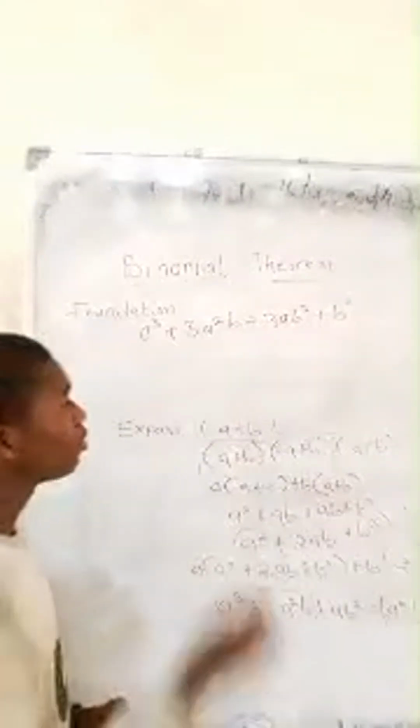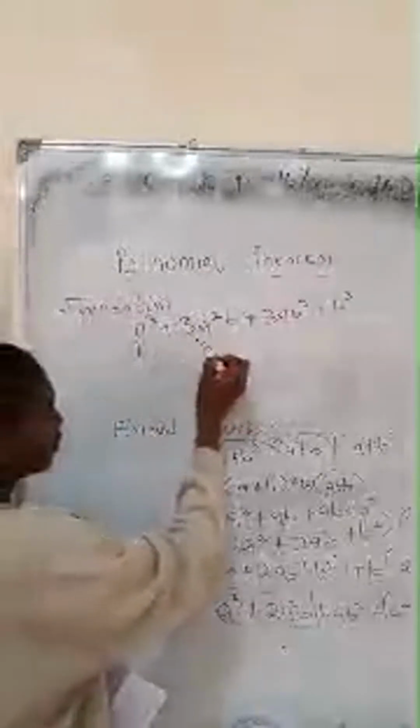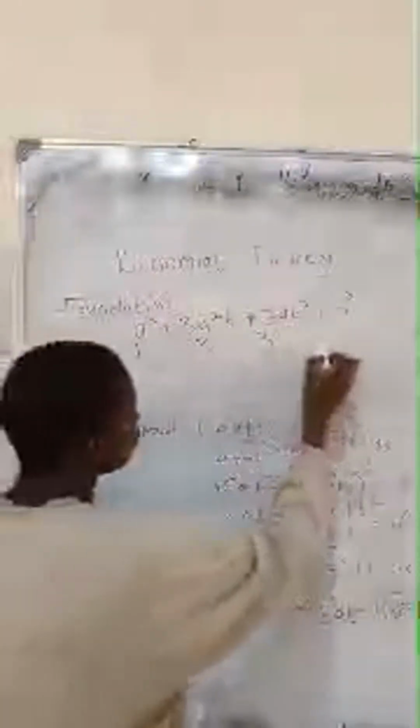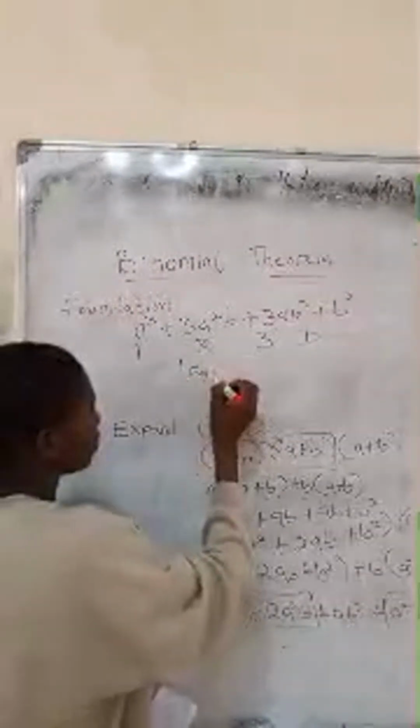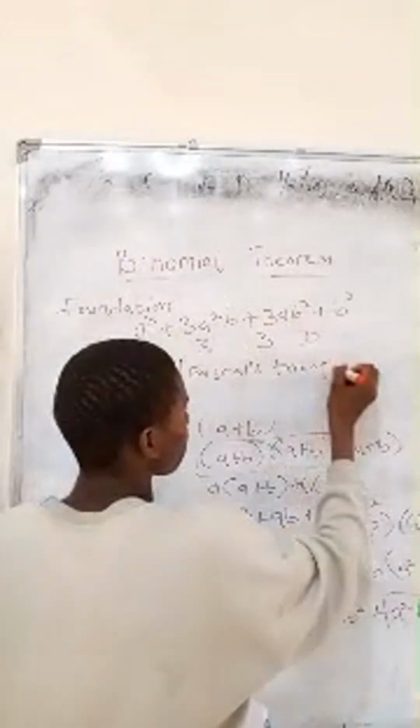You understand? So now, if you look at what we have here, there's something you will note: the coefficients. And what are those coefficients? If you look at this one, it has 1, this one has 3, this one has 3, and this one has 1. And let me tell you something. These coefficients we're getting from what we call the Pascal's triangle.